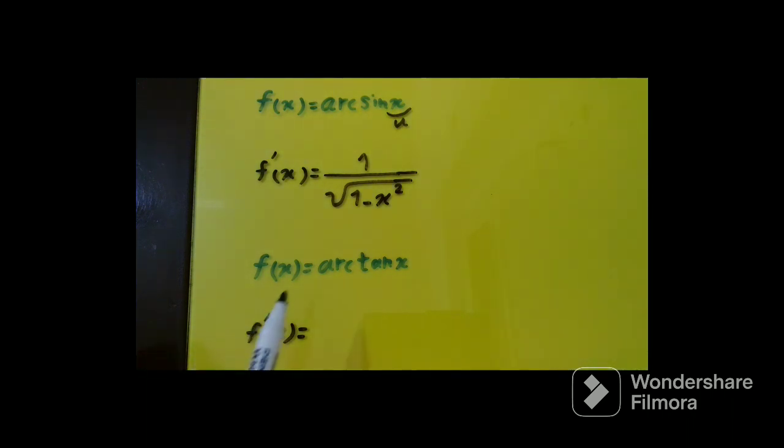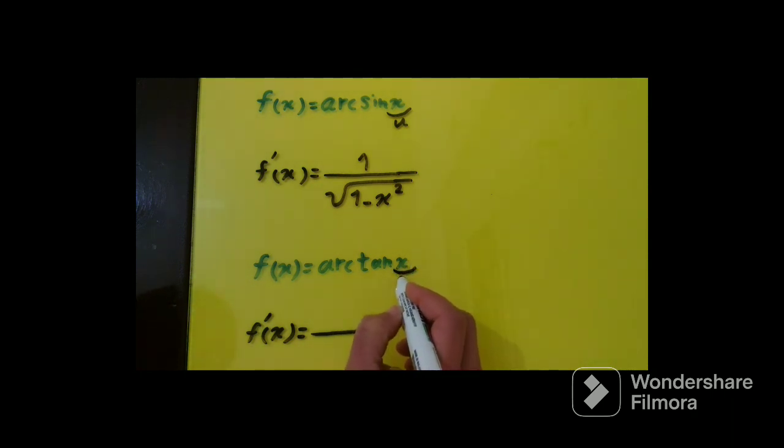For getting the derivative of arc tangent x, according to the formula for up, there is u prime. This term is u. The derivative of x is 1. So 1 is for up, and for down, you should write 1 plus u squared, x squared.